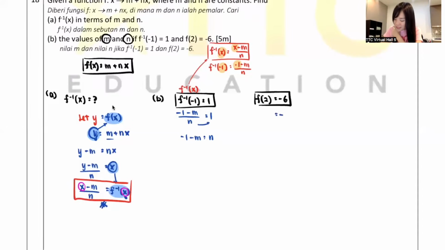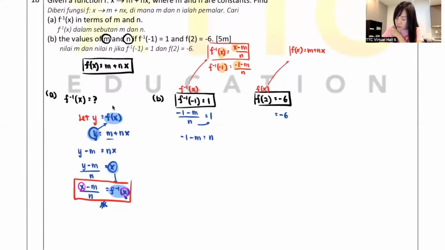So F2 equals -6. I repeat, this one is F2, don't tell me 2F. This is not a times relation, this is a name. So F2, original name called Fx. So what is the Fx equation? Don't look at the previous one, that one is F inverse. Fx is this top one, the one they give you here. Isn't it M plus Nx?